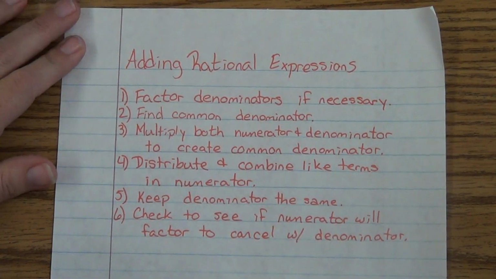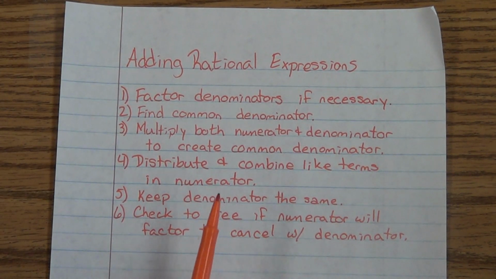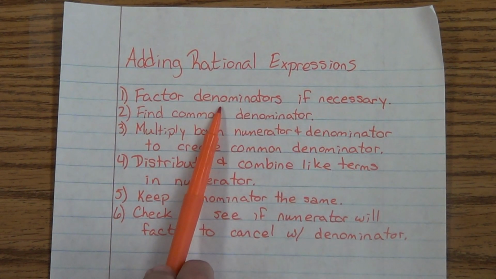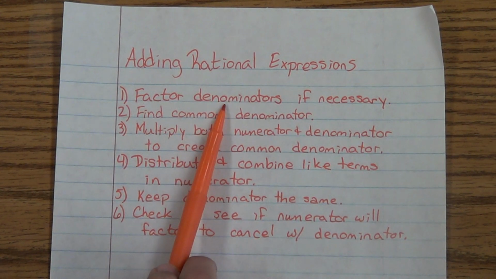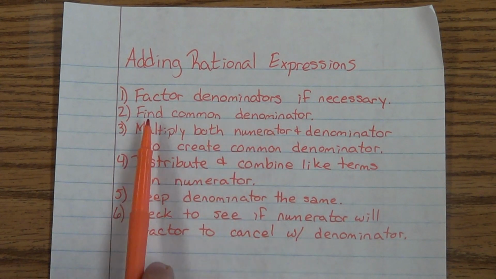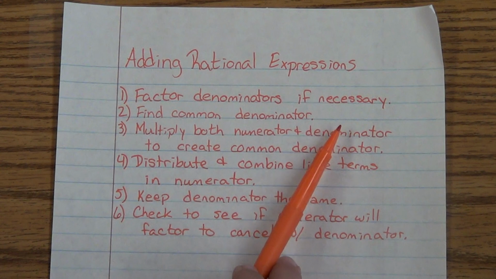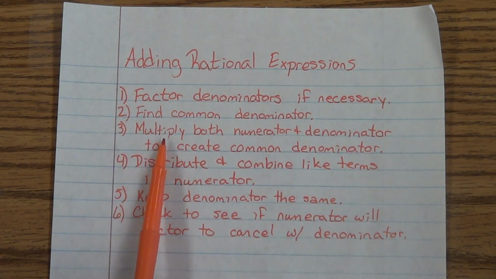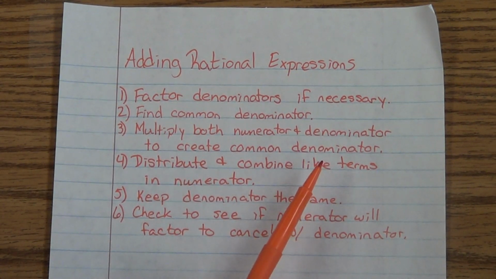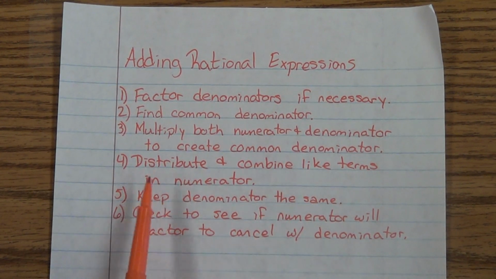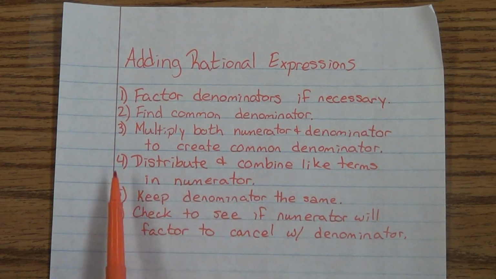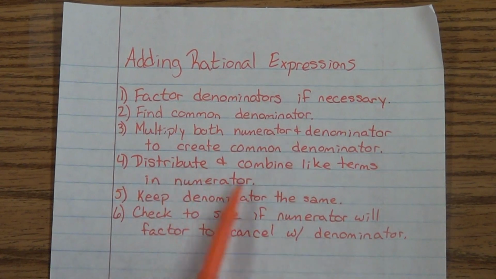So, here are the basic steps for adding rational expressions. First step, you're going to factor your denominators if necessary. Only the denominators, not the numerators. Only factoring the bottom. Step number 2, find what your common denominator is going to be. Just like in the last example, we found out that the common denominator was 12. Step number 3, you multiply both the numerator and the denominator to create the common denominators. Step number 4, we're going to distribute and combine like terms in the numerator. Notice nothing about canceling in here. You cannot cancel in here.